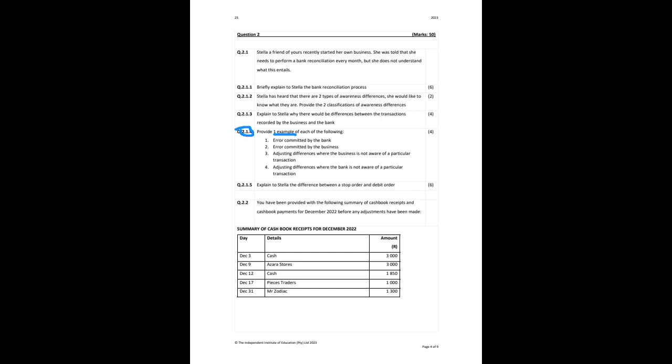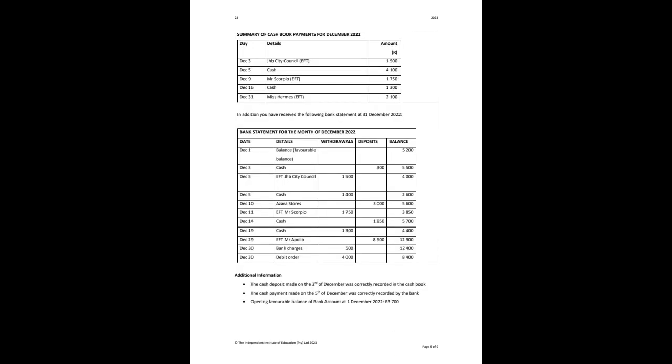Then question 2.2 is the one where you have to actually go and execute a bank reconciliation. They are giving you the cash book receipts for December, and over the page the cash book payments for December. So remember, these two cash books that they are giving us here are at the end of December.